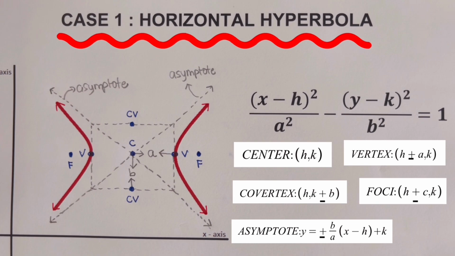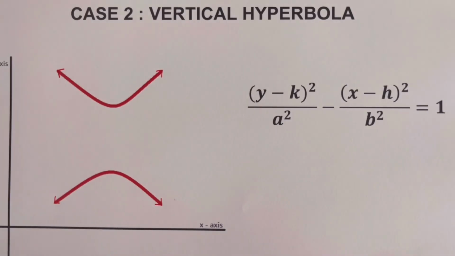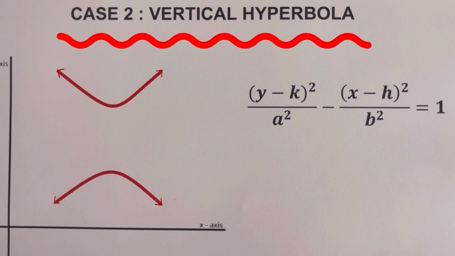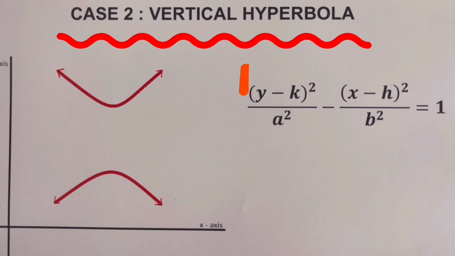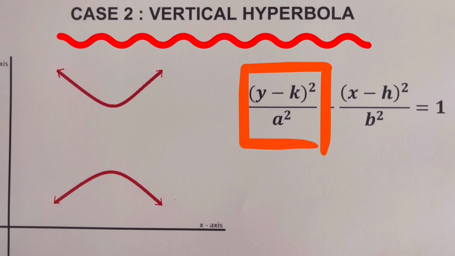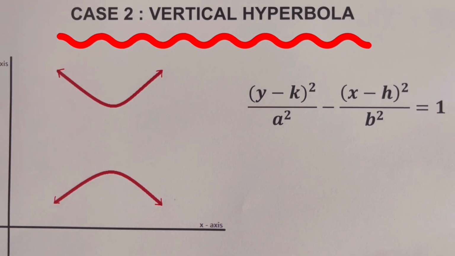Now let's move on to the second case. This graph illustrates the second case of hyperbola, which is the vertical hyperbola, and this is its formula. Now please remember that in this case, the y part of the equation is the positive part. So that's very important, because this will tell us that the hyperbola is a vertical hyperbola. The one that is squared is the positive part of the hyperbola, which is the y part. Now let's locate the center of this hyperbola. This is the center C of the hyperbola.